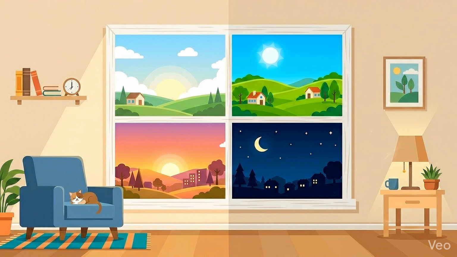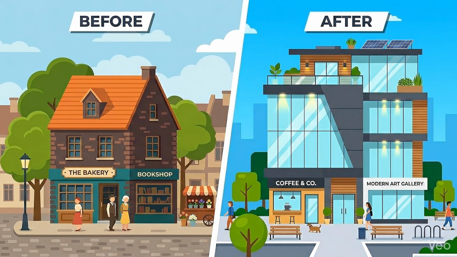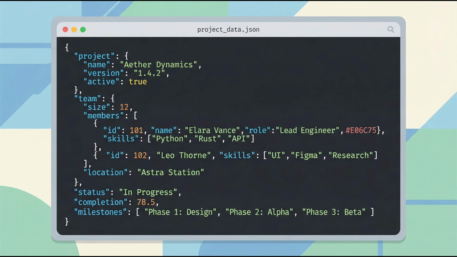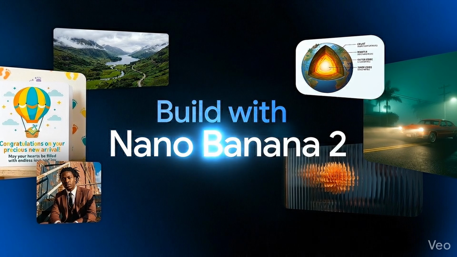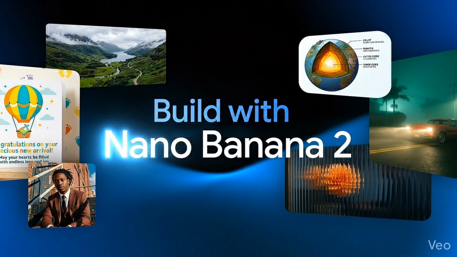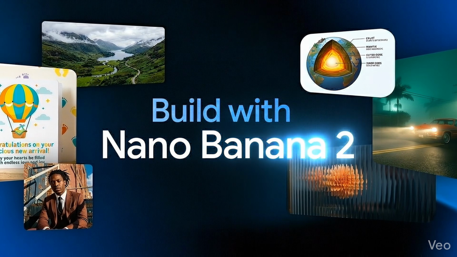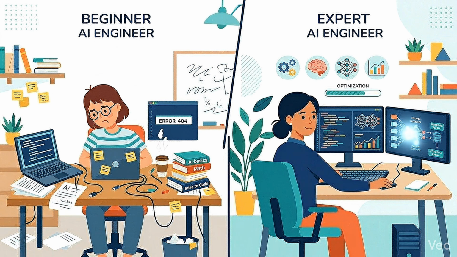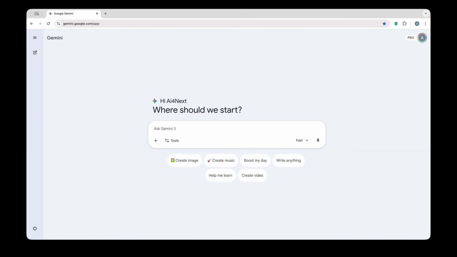You'll also learn how to change the time of day, redesign buildings, and add completely new elements, all with structured prompts. Every transformation in this tutorial is done inside Nano Banana 2, one of the most powerful AI image editing tools available today. By the end of this video, you'll be able to edit images in a way most people don't even know is possible.